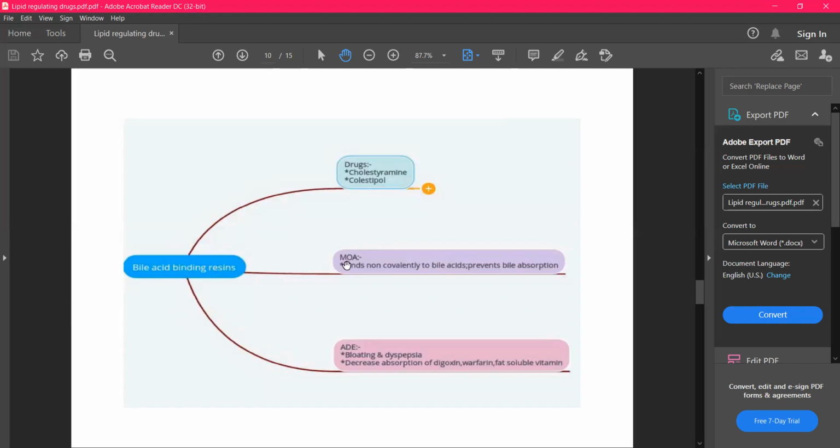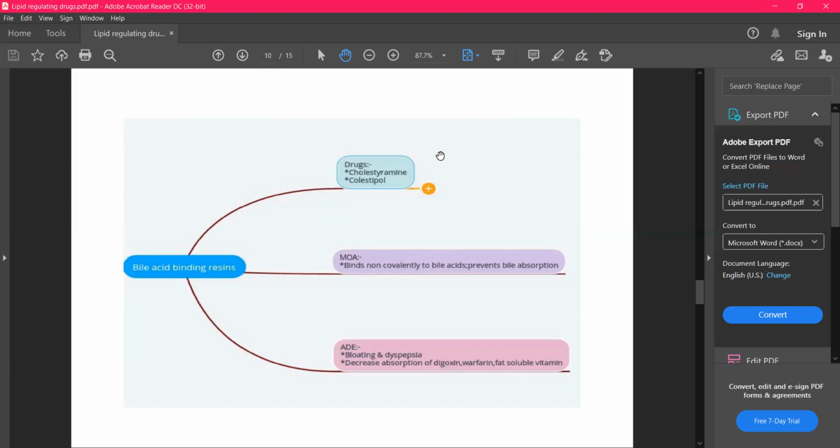Okay, so the mechanism of action: it binds non-covalently to bile acid and prevents bile absorption. Examples of drugs are cholestyramine, colesevelam, etc. Two nice to know facts: colesevelam, which is not mentioned here, has a glucose lowering effect. This is a nice to know fact, so if you want, you can skip. It has a glucose lowering effect and is therefore prescribed for type 2 diabetes mellitus patients. And cholestyramine reduces pruritus caused by accumulation of bile acid in biliary stasis. Those are two nice to know facts.